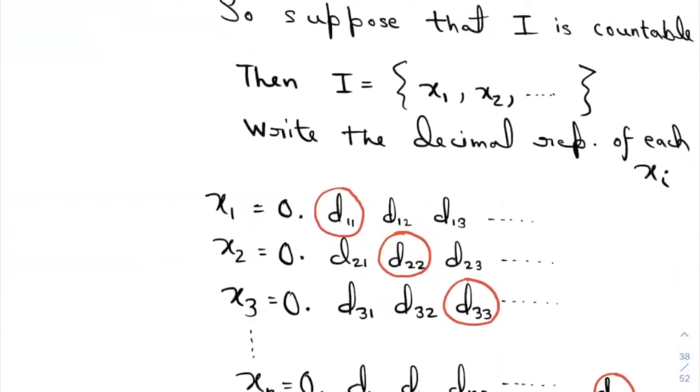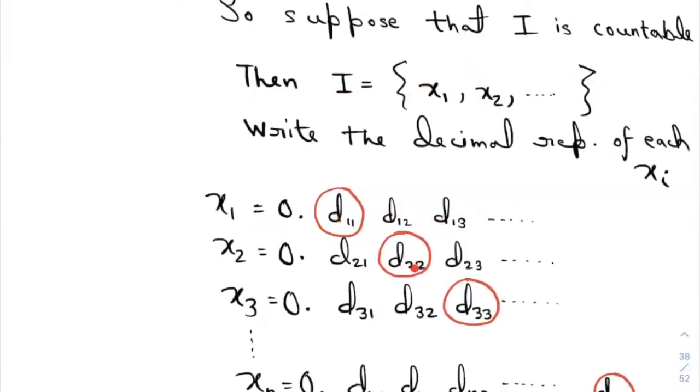So as one of you said, I'm going to use that word verbatim, pretend as if I is countable. That means I can list down the elements of I as x1, x2, etc. And for each of these, I'm going to write down the decimal expansion. So being an element in the closed interval [0, 1], I can write them as x1 equals 0.d11, d12, d13. x2 is 0.d21, d22, d23.